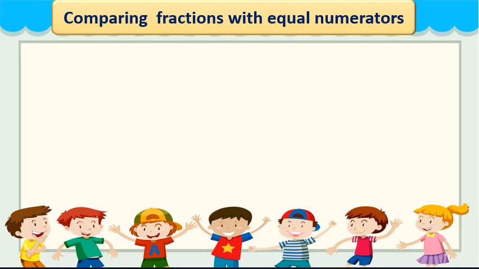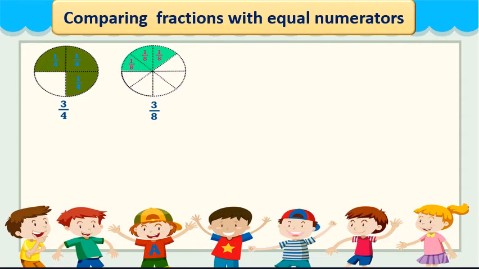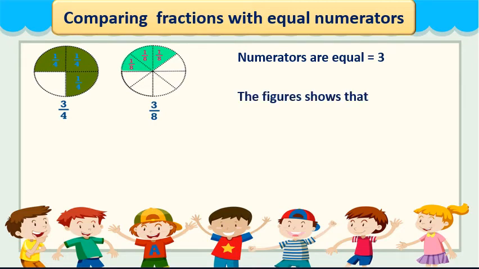Comparing fractions with equal numerators. Okay. Now observe these two pictures. The first one is 3 upon 4 and the second one is 3 upon 8. Means here numerators are equal, that is equal to 3. Observe carefully dear students, the colored part in the first figure, that is 3 upon 4, is more than the second figure, that is 3 upon 8. So the figure shows that 3 upon 4 has larger colored part than 3 upon 8.